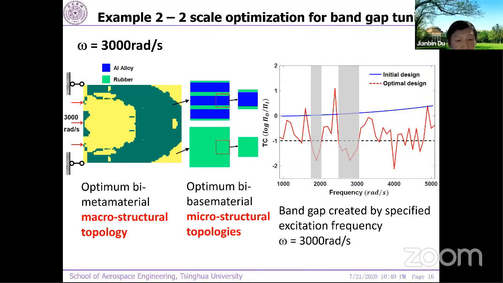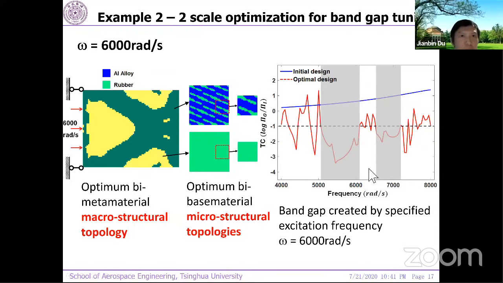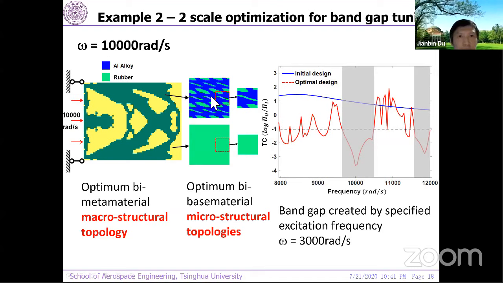Then we do some optimization at some specified excitation frequencies. The first one is 3,000. The picture on the left-hand side shows the optimum macrostructure and microstructure. In the picture on the right-hand side, we can see that the band gap is successfully created at the specified excitation of 3,000. The band gap is shown by this shadowed rectangular part. For the medium excitation frequency of 6,000 rad per second, we can see another result, the optimum macrostructure topology and microstructure topology, and the band gap is also created successfully. And this is the result for the higher excitation frequency. Again, we can create the band gap successfully.